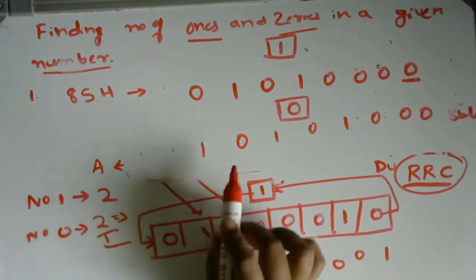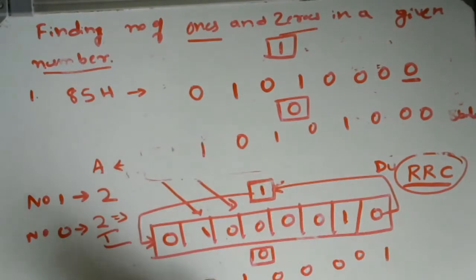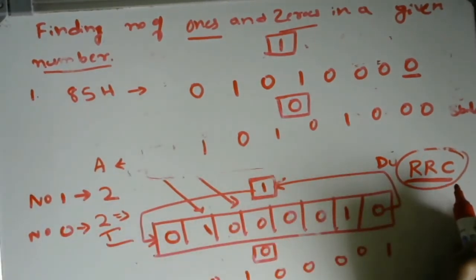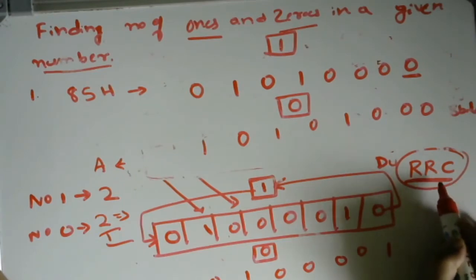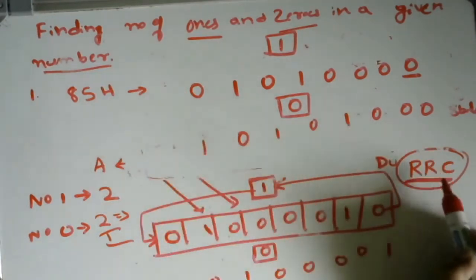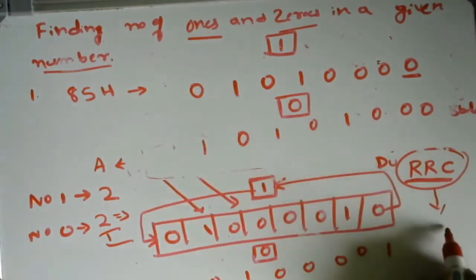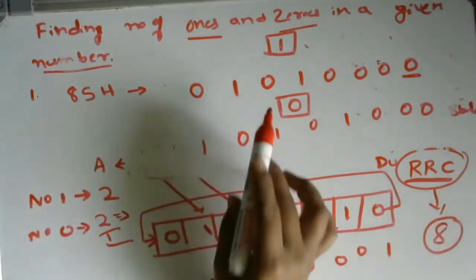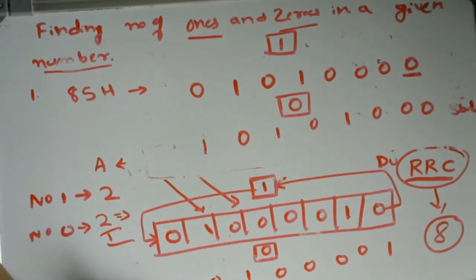Right? So right now, how many bits have we verified? We verified 4 bits. Right? Means we have executed our RRC instruction 4 times. So like this, to see all the bits, we need to execute the RRC instruction 8 times, because each number is represented as 8 bits. So this logic now we need to implement using an 8051 program.